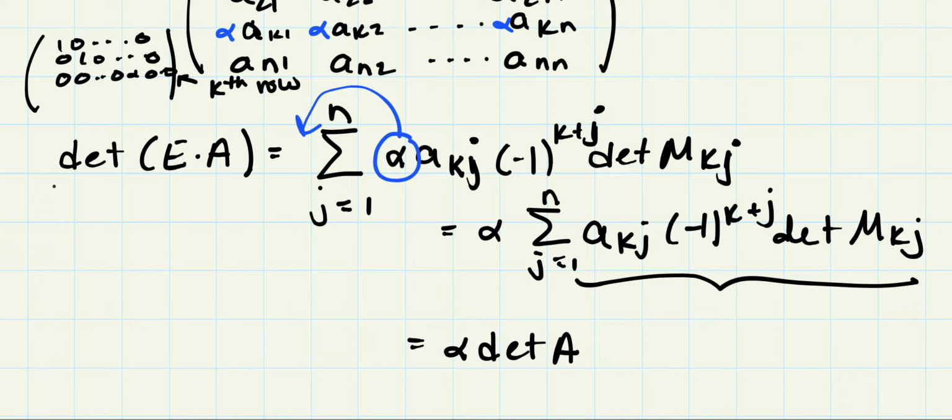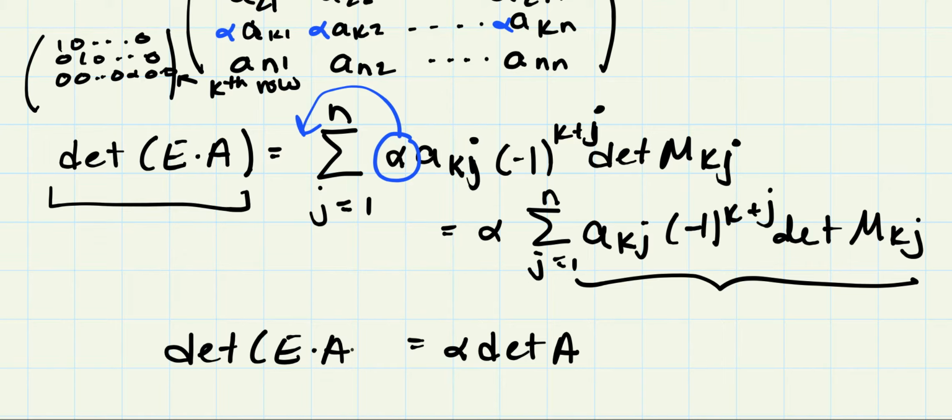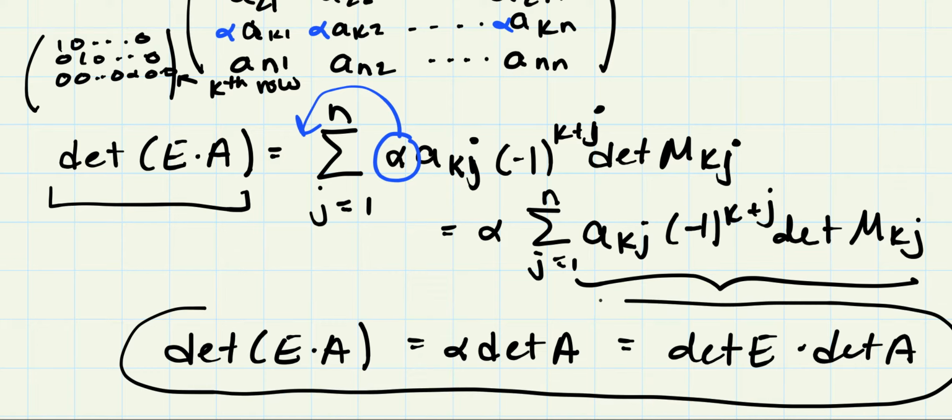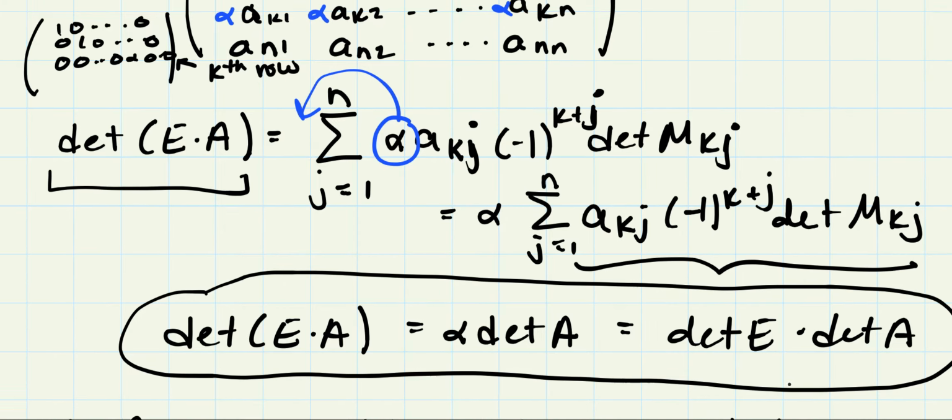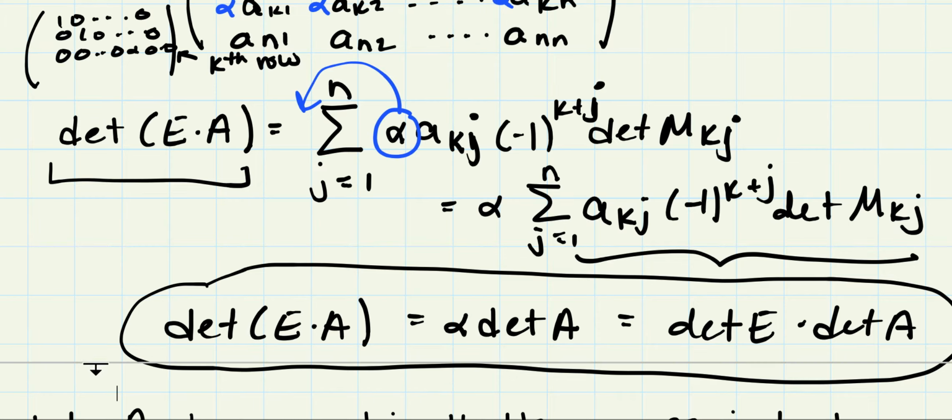So what we've shown is that this determinant is equal to alpha times the determinant of A, which we said was the determinant of E times the determinant of A. So here we've proven that at least for a type 2 elementary matrix, the determinant of E times A is equal to the determinant of E times the determinant of A. And if you're interested in how they proved it for the type 1 case or the type 3 case, that's in your book. Okay, let's move on.